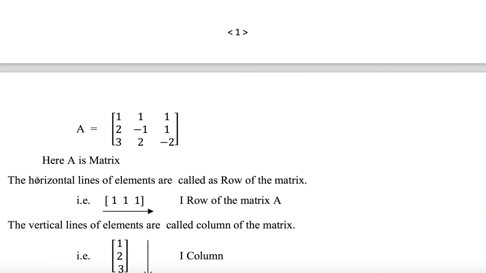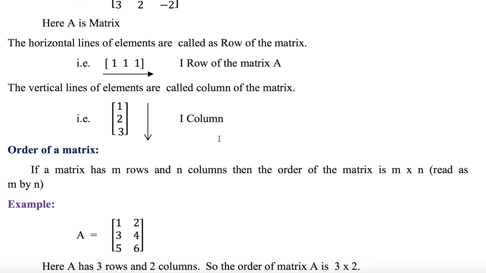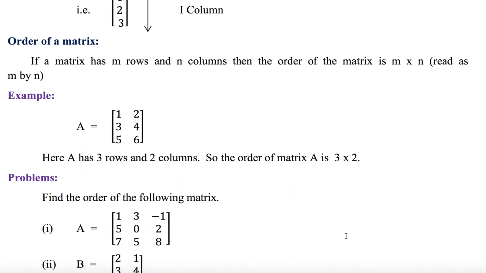The horizontal lines of elements are called rows, and a column is a vertical line of elements. This one has three rows and three columns. When a matrix has the same number of rows and columns, it is called a square matrix. Order of a matrix: if a matrix has m rows and n columns, then the order of the matrix is m by n. Read it as m by n, not m cross n. So this has three rows and two columns. Order is 3 by 2.